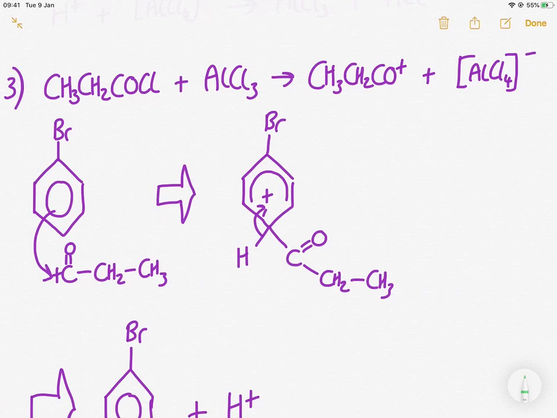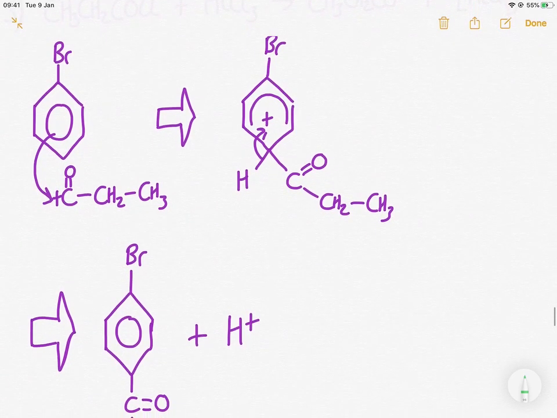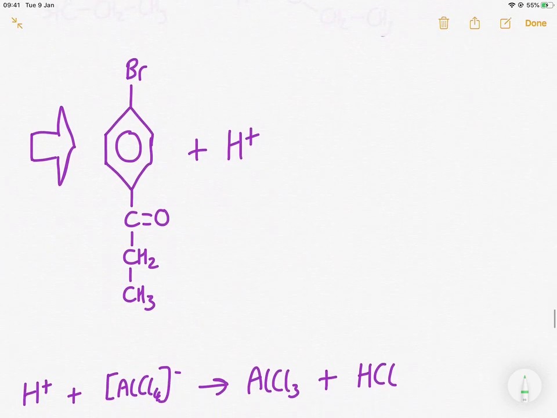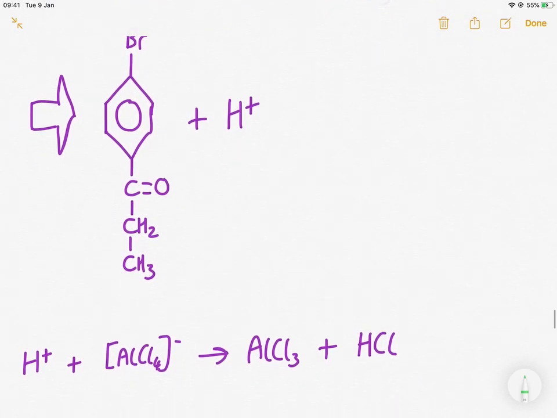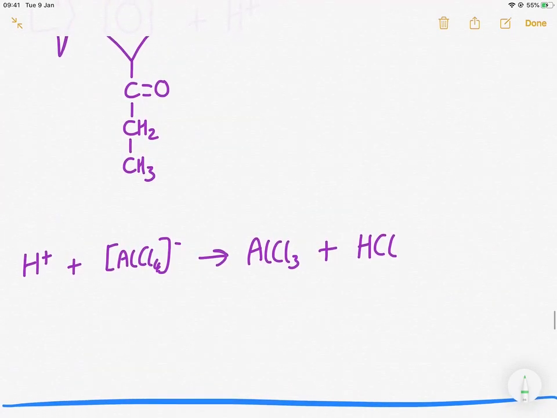So there's your equation at the top. There's your mechanism below, including the final product. And then the equation to show regeneration of the catalyst is the same actually in all three examples. That's it.